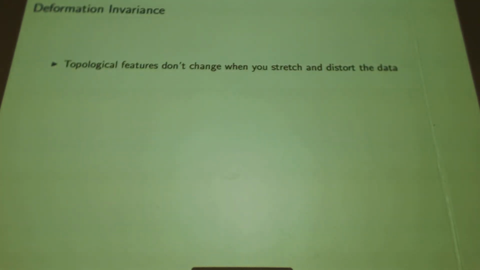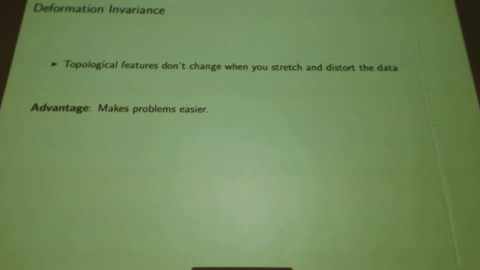So that's coordinate invariance, right? It's powerful. It allows us to be a little bit sloppy, right? We don't have to care as much about our coordinate systems. Deformation invariance. Okay, so topological features don't change when you stretch or distort your data, as long as you don't tear.